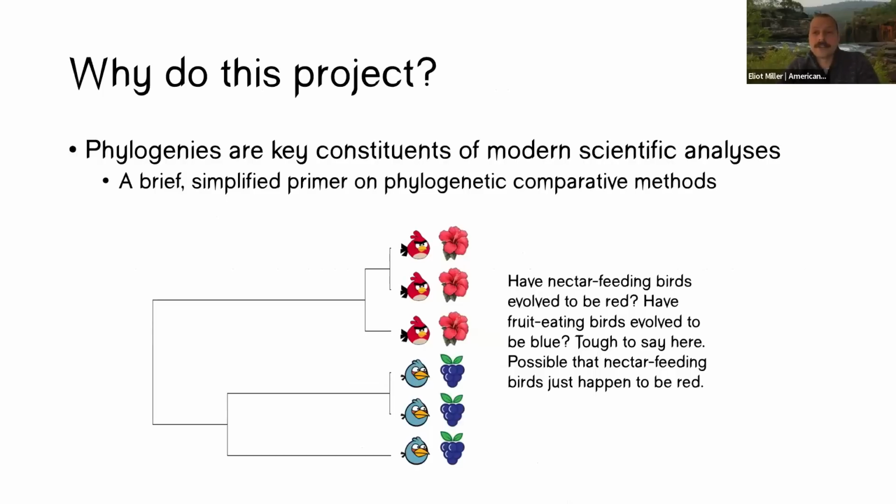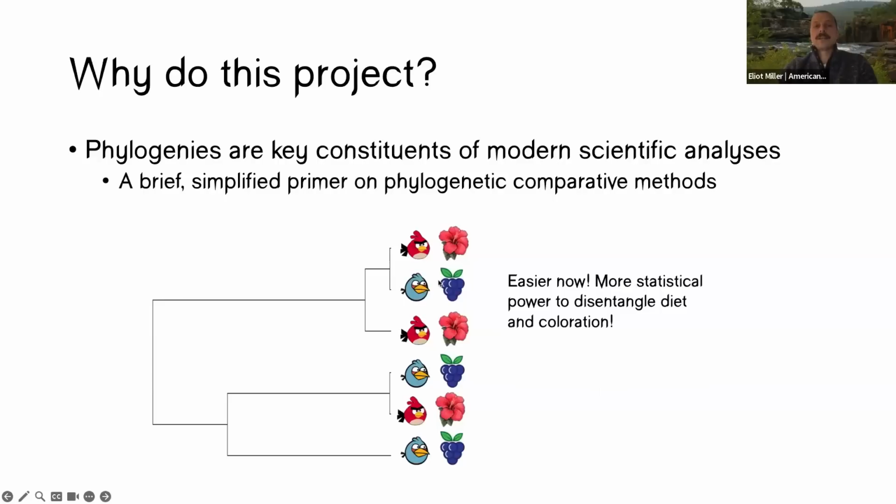Another good reason to do this project is because phylogenies are actually necessary ingredients of modern scientific analyses. I'm going to give you a brief and grossly oversimplified primer on phylogenetic comparative methods. So the reason phylogenies are necessary here is because closely related species are expected to share traits. If we want to know, for example, whether blue coloration has evolved in birds that eat fruit and red coloration has evolved in birds that feed on flowers.